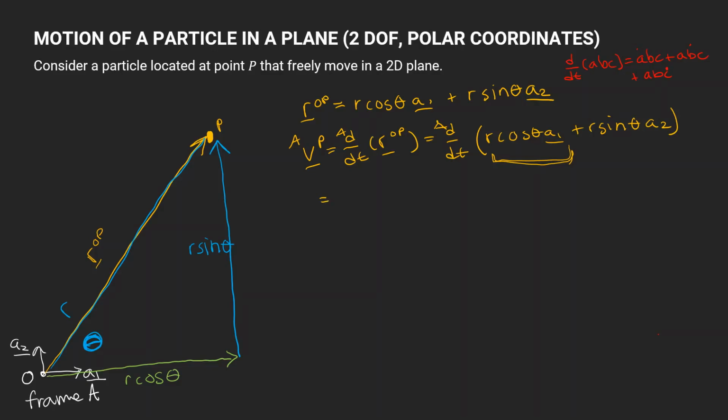So to start, we are going to take the derivative of r times cosine of theta times a1. And now we have our second term, which is r. And now we have to take the time derivative of cosine of theta. And this is now where we need to use another calculus rule, which is the chain rule.